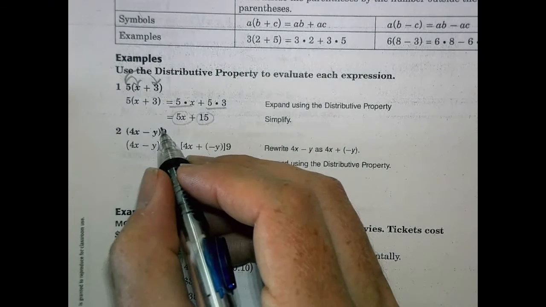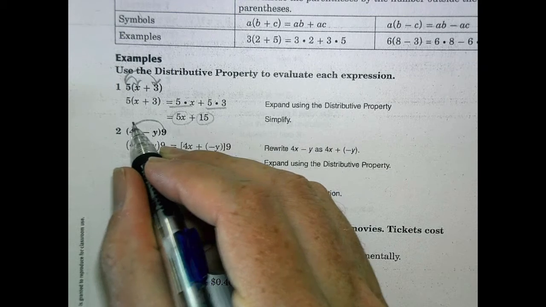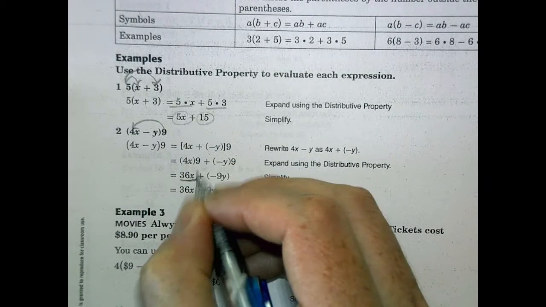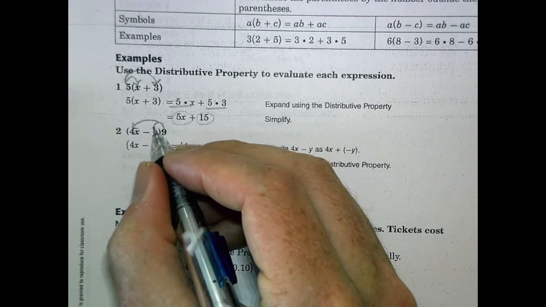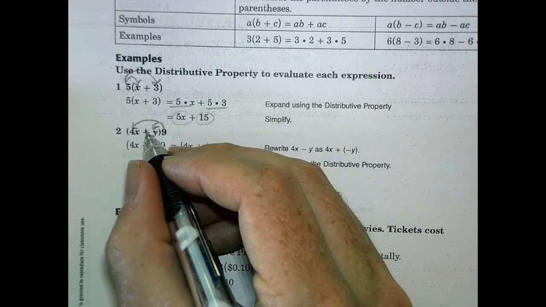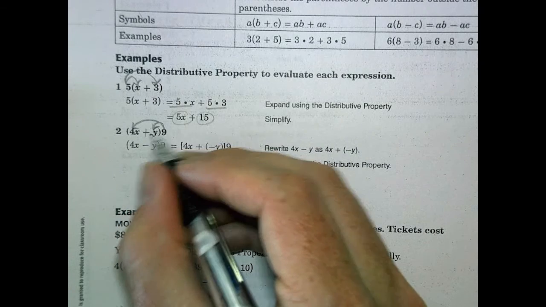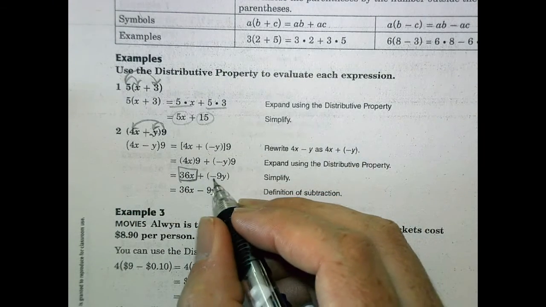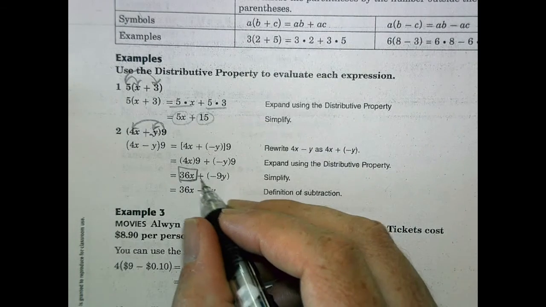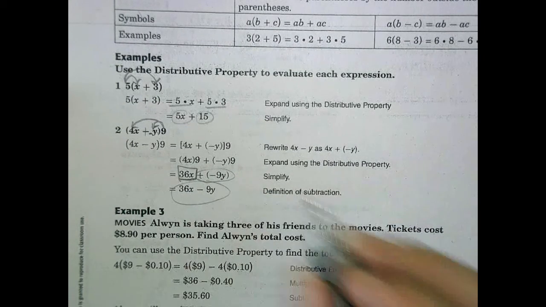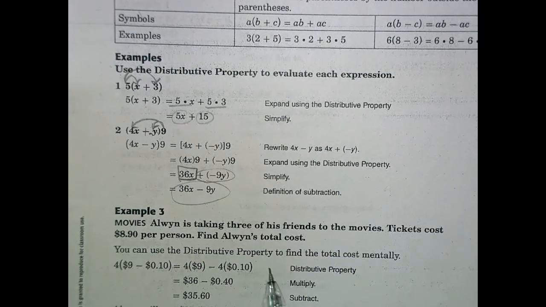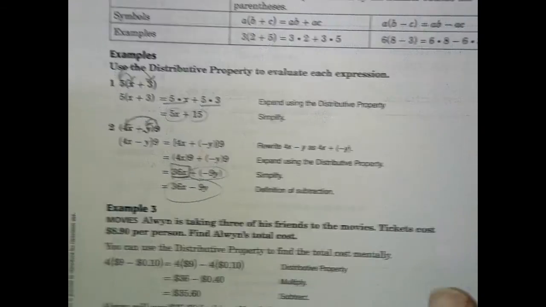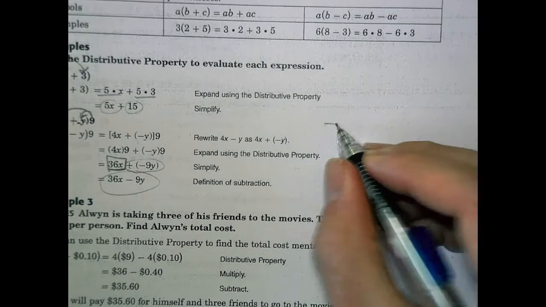Be careful when you distribute that you make sure you're keeping your signs correct. 9 times 4 is indeed 36x. That's great. But I also have 9 times a minus y. I could think of it as adding a negative, but that's going to be minus 9y. So it becomes add a negative 9y, and I can rewrite that then as negative 9y. So just be careful when you're distributing to make sure you pay attention to the signs as you go through things. Sometimes one of the hardest things to do is kids forget to multiply.